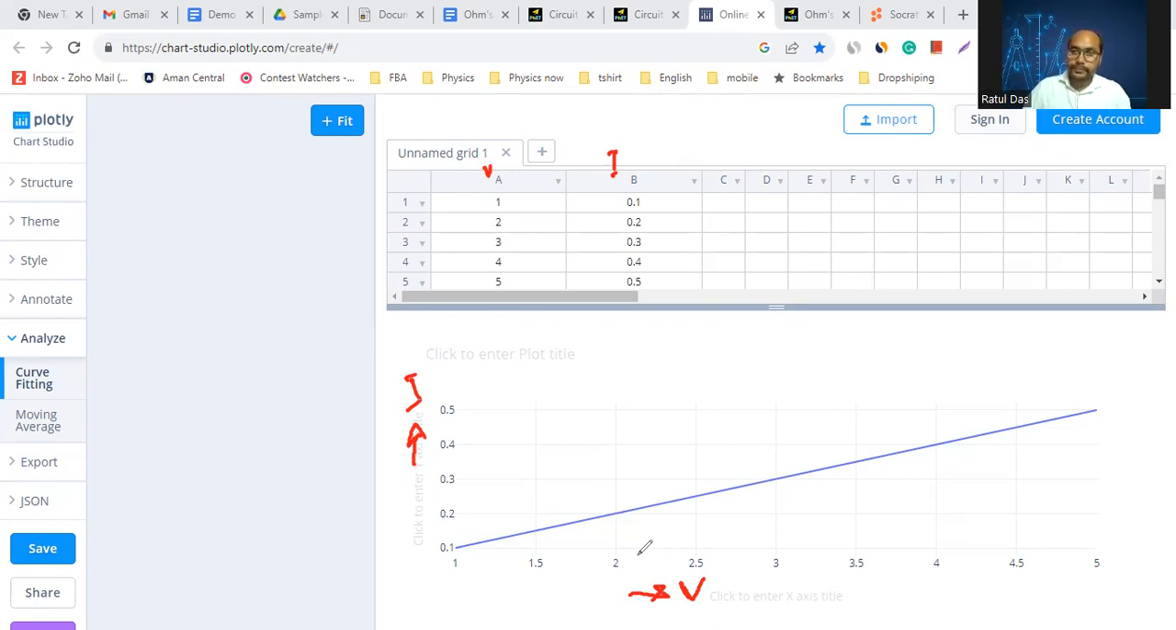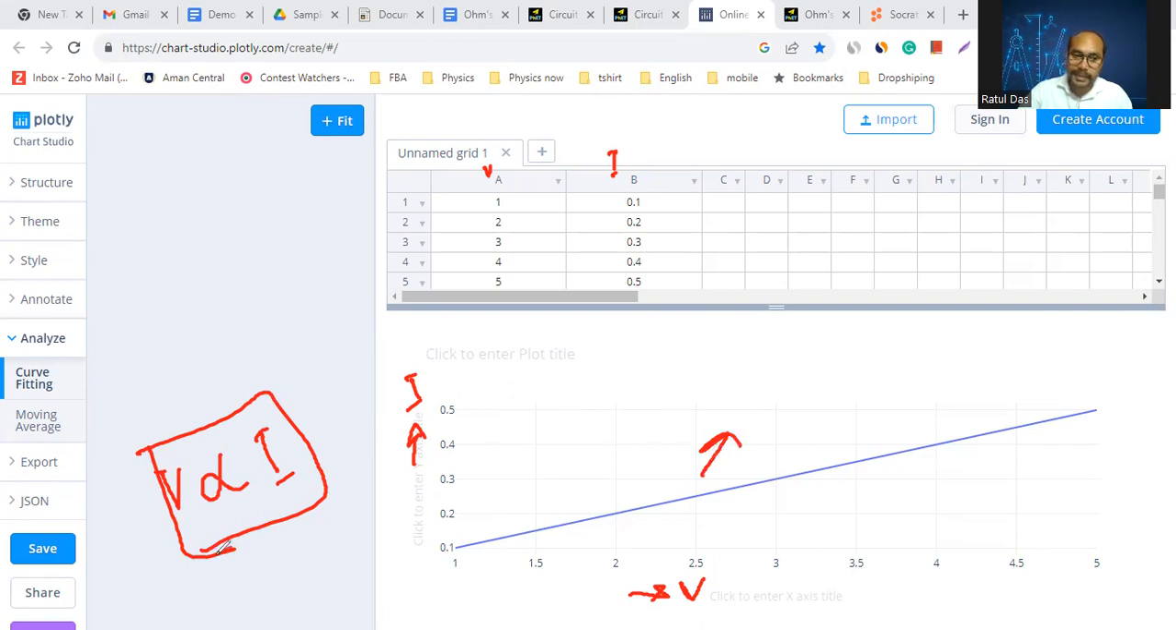So since we're getting a straight line, we can say that voltage is proportional to current. From the straight line, we can say the relation between these two parameters is voltage proportional to current.